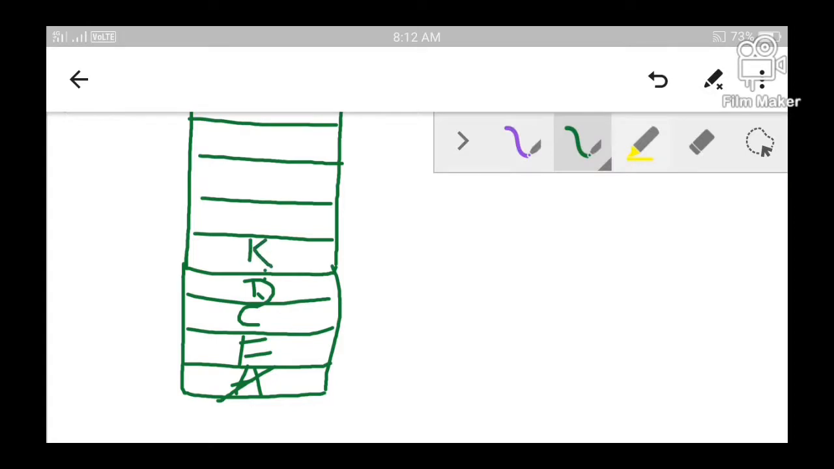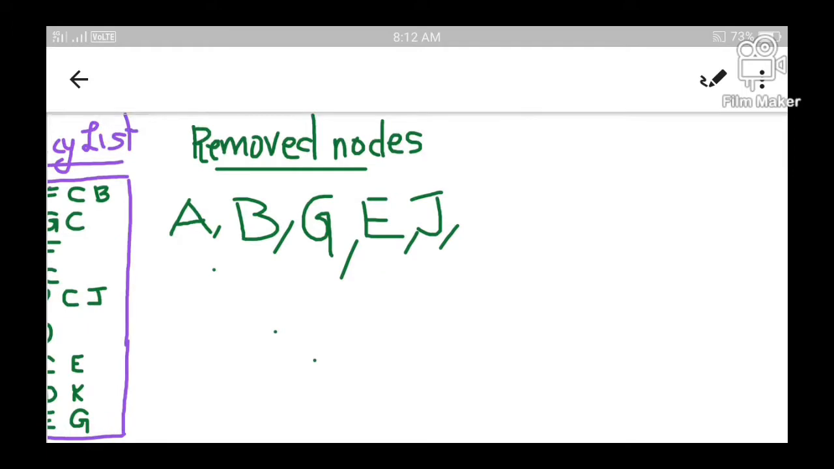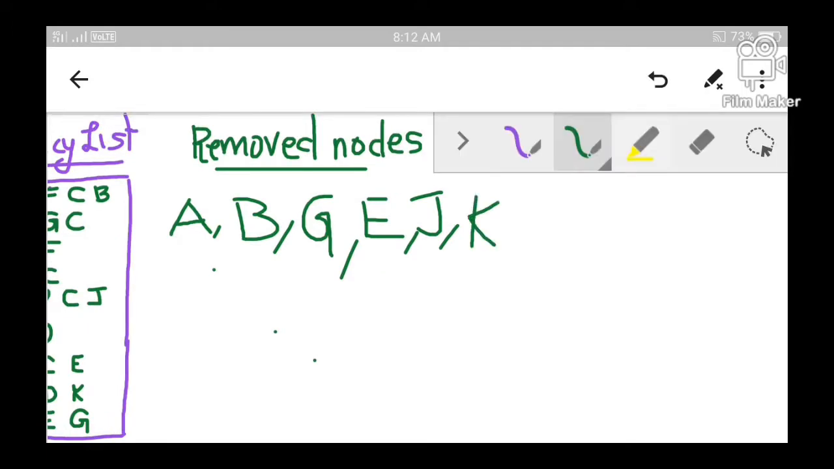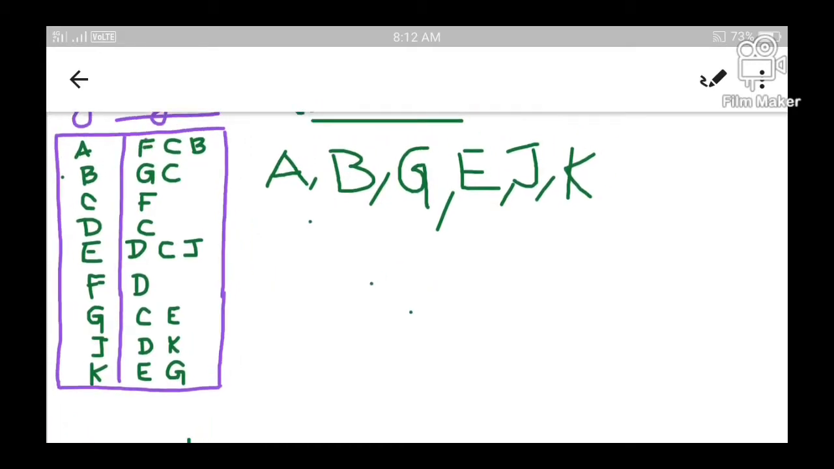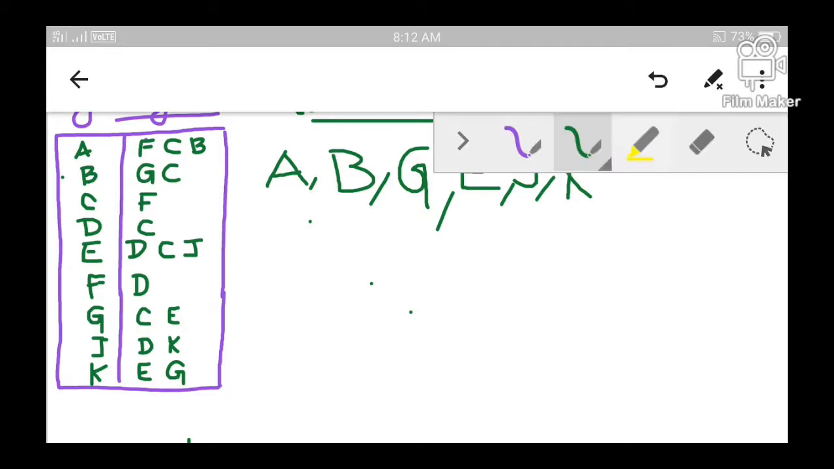Now again repeating the process, find which is on the top of the stack. K is at the top of the stack, so I'm going to remove the topmost element, which is K. The removed top element should be added to this list. K is added. Find the adjacent nodes of K. K is having two adjacent nodes, which are E and G. Both E and G are already pushed onto the stack, so there are no nodes left which need to be pushed at present. So I am pushing nothing.